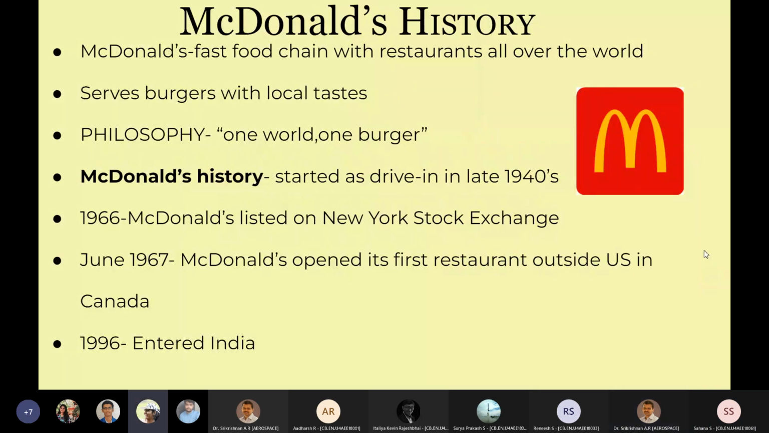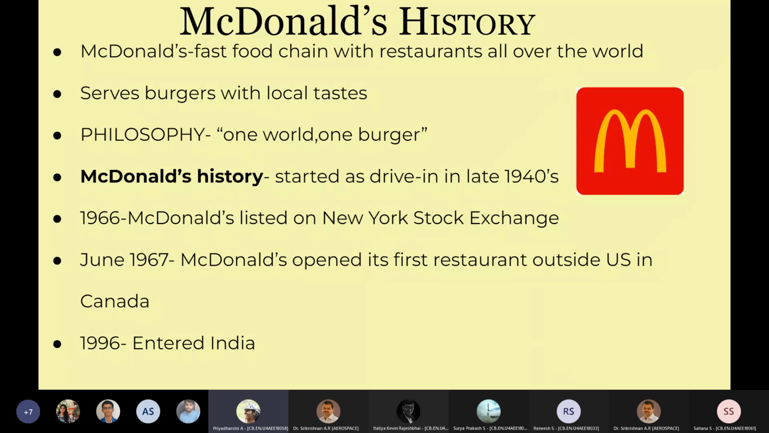Yes. Very good morning. So today we will be looking into a favorite burger brand. It's McDonald's and its supply chain. It's me, Priya, and Sahana presenting today. To start off, we will look into a small intro and the history of how it started. McDonald's is a name which is today synonymous with fast food. McDonald's is the fastest food chain with restaurants all over the world. It serves burgers and other fast food customized to local taste. The main philosophy of the brand is the statement "One World, One Burger."